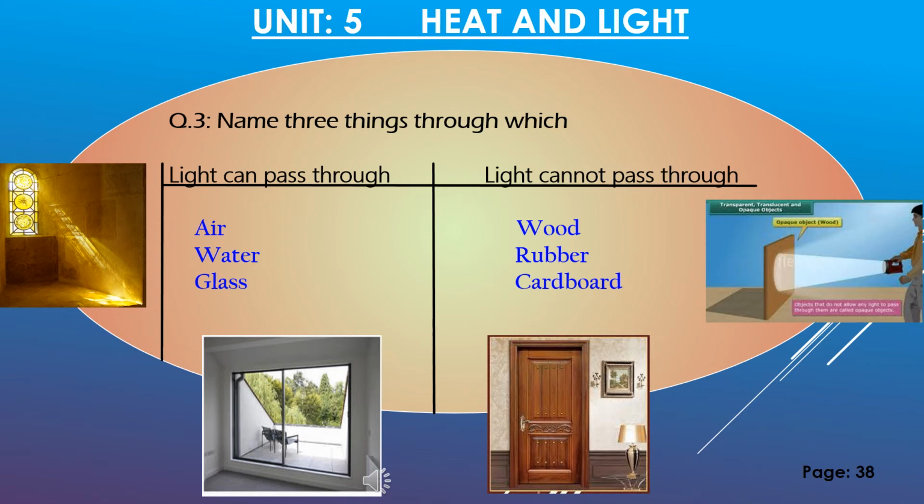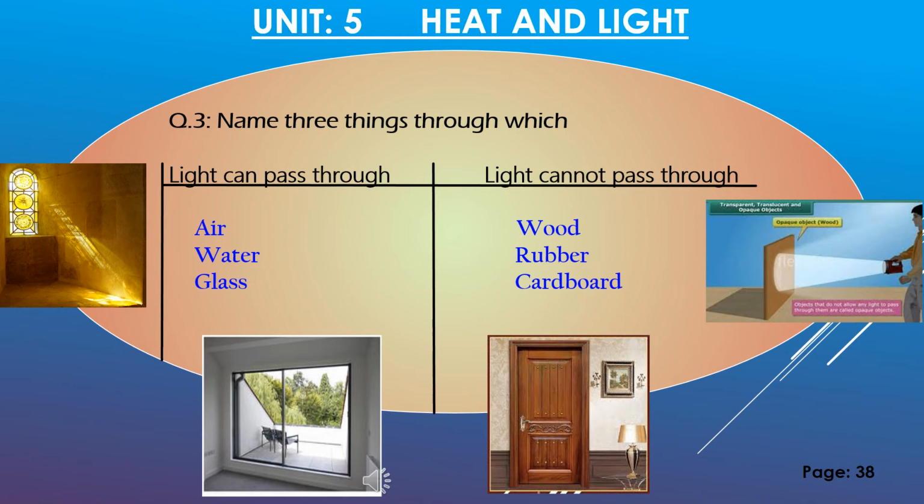So there are 2 headings. First is light can pass through. Under it, I have written air, water and glass. So you also have to write in the columns on page 38. In question number 3, you have to write three things that are air, water and glass. I told you through air, water and glass, light can pass through easily.